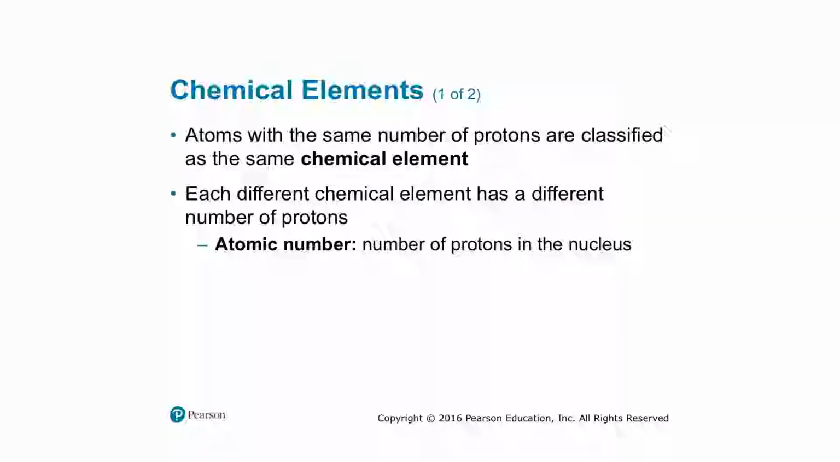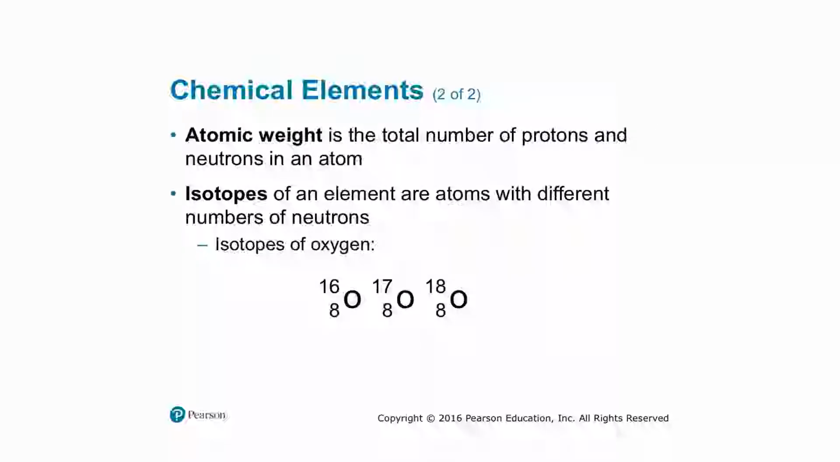So for chemical elements, atoms with the same number of protons are classified as the same chemical element, and each different chemical element has a different number of protons. This is the atomic number, the number of protons in the nucleus. I like to think about this as the identity number. The atomic weight is the total number of protons and neutrons in an atom. And this is where we get isotopes.